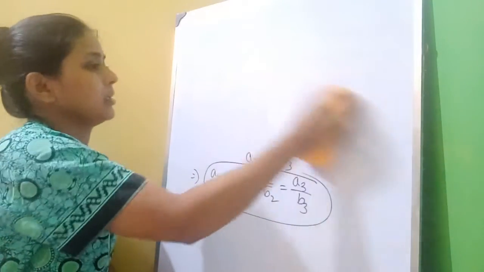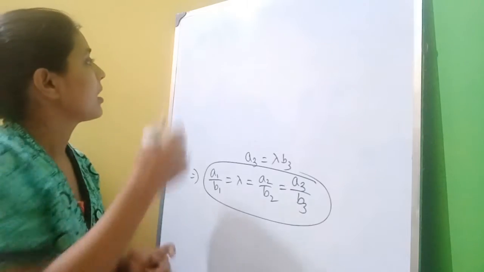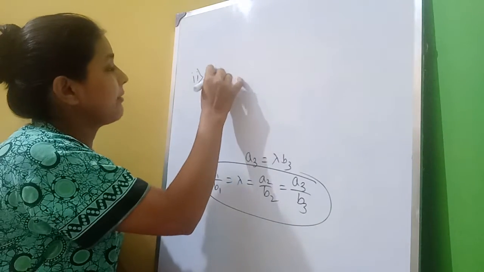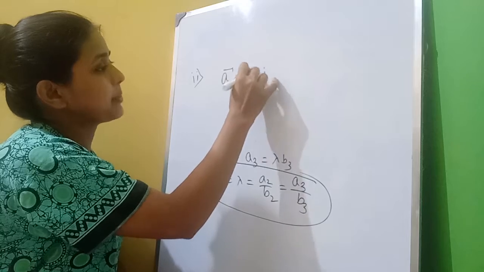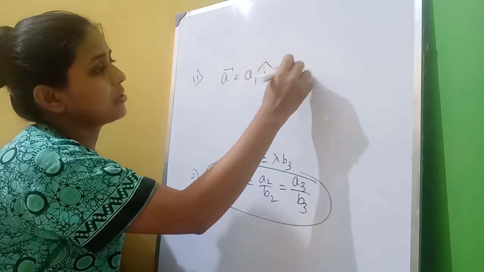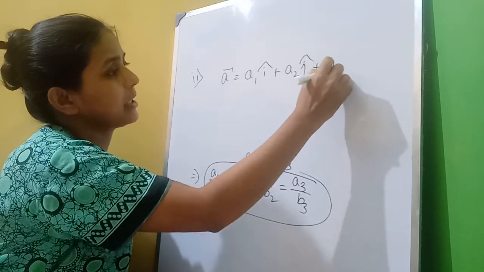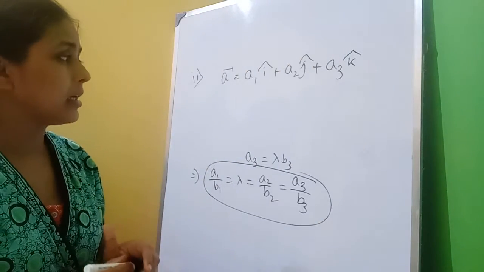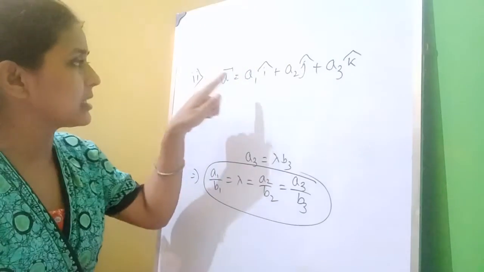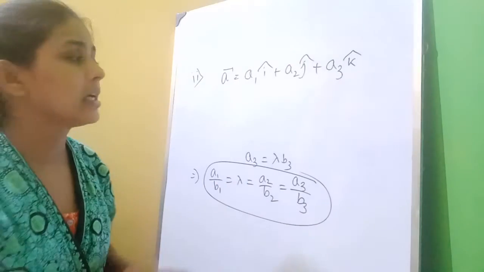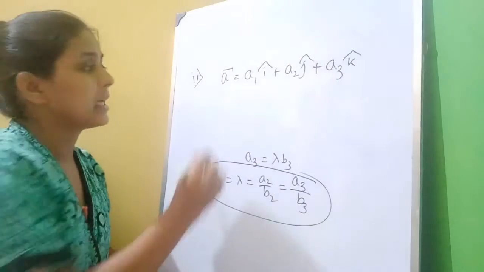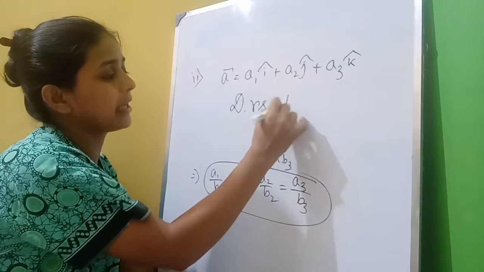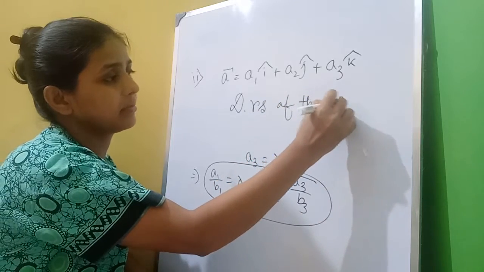Then the second one, number 2. Suppose a vector equals a1 i plus a2 j plus a3 k. In the normal way, any vector's scalar components represent the direction ratios of the line, or of the vector line.